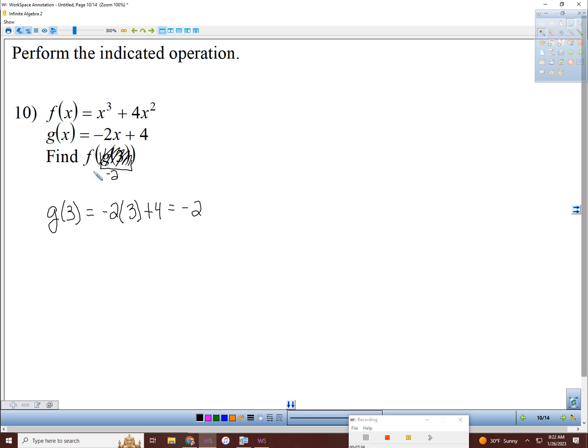So I'm going to go to f and plug in negative 2. So f of negative 2. So I go to function f, and everywhere I have an x, I'm plugging in negative 2. So I've got negative 2 cubed plus 4 times negative 2 squared. All right, and you can plug that in your calculator just like it looks, and that gives you 8. All right, so we have f of g of 3 is equal to 8.